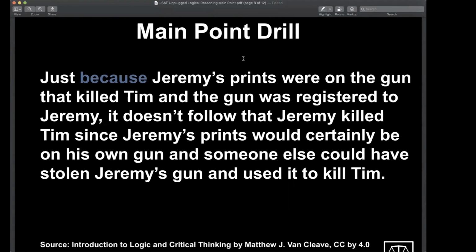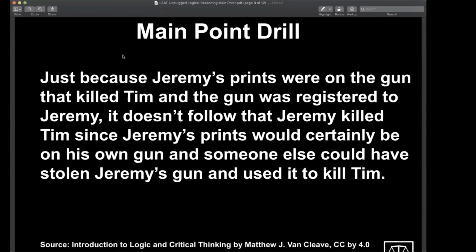So they're saying just because, and that just adds some kind of context in the form of tone that tells us because might be evidence, but just because means that alone shouldn't necessarily tell us something else. So we've got a lot of circumstantial evidence here is what they're saying basically. Just because the prints were on the gun and the gun was registered to Jeremy, that alone doesn't give us enough reason to think Jeremy killed Tim.